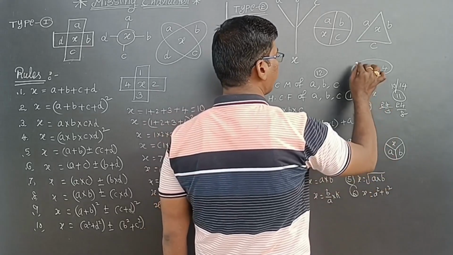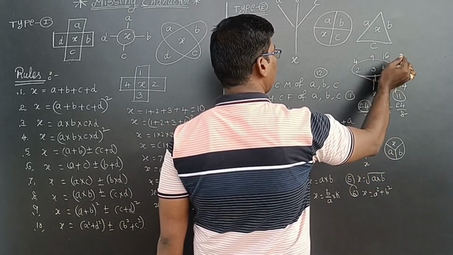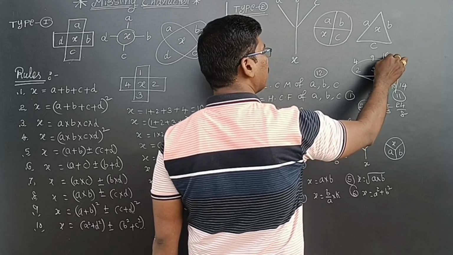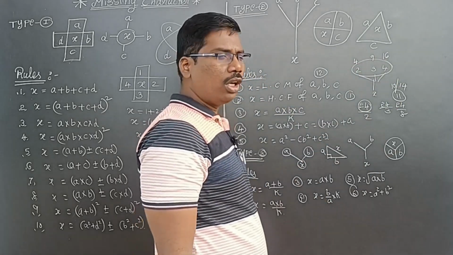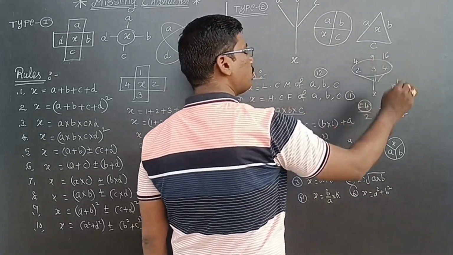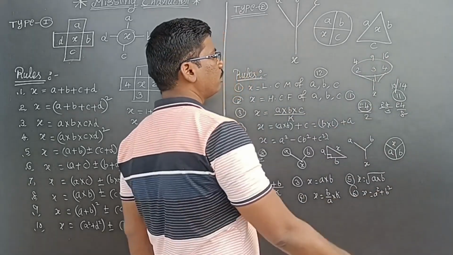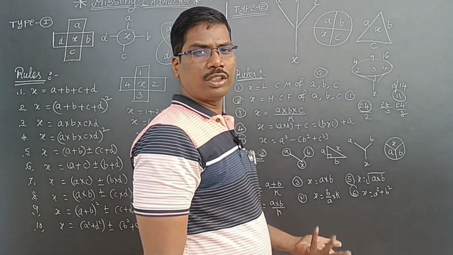Okay, do this one. 2 square is 4, 3 square is 9, 4 square is 16. So 9 plus 16, 25. 25 minus 4, 21. You are not getting. Okay. 4 plus 9, 13. So 16 minus 13, 3. Not getting. Okay. 4 plus 16, 20. 20 plus 9, 11. Still not there.